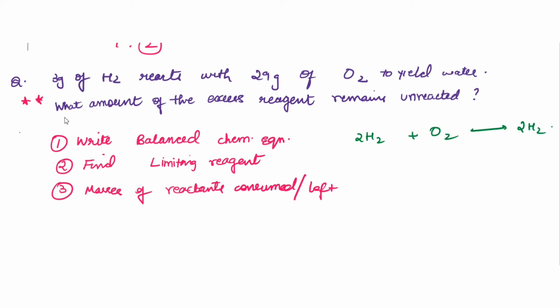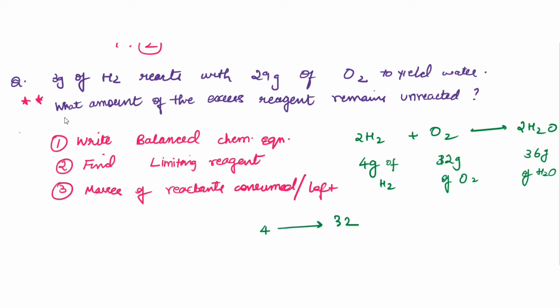First step, writing the balanced chemical equation: 2H2 plus O2 gives 2H2O. Okay, now we have to find the limiting reagent. So from the balanced reaction itself, we can conclude that 4 grams of H2 combines with 32 grams of O2 to yield 36 grams of water. So 4 grams of H2 combines with 32 grams of oxygen. In the question they have given that 3 grams of hydrogen is reacting. So let's find out the amount of oxygen required for 3 grams of hydrogen.